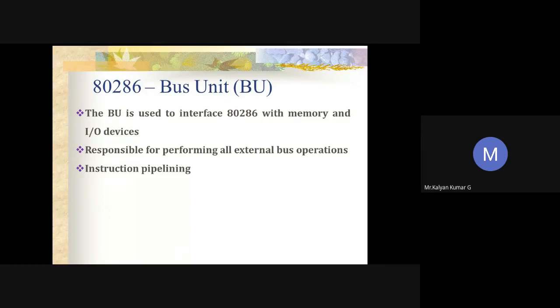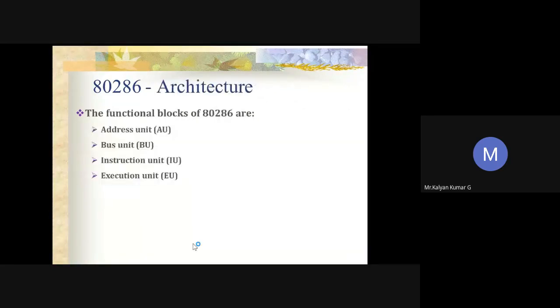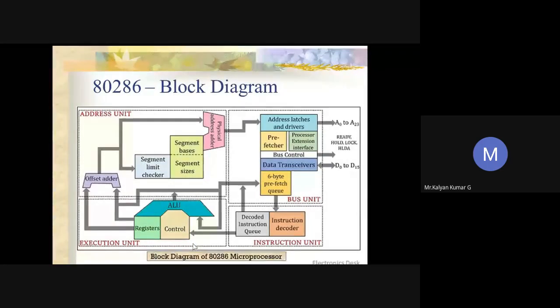Here, in the bus unit, you can think of having... did you notice the block diagram? Just a minute, I'll go back to the block diagram. Okay, just have a look at this block diagram. In the bus unit we have a 6-byte prefetch queue. What is the purpose of this unit?